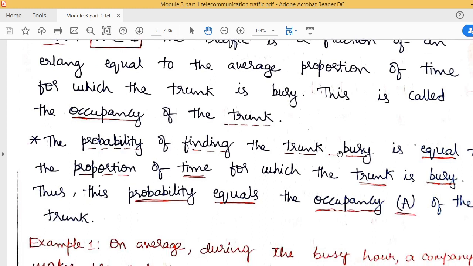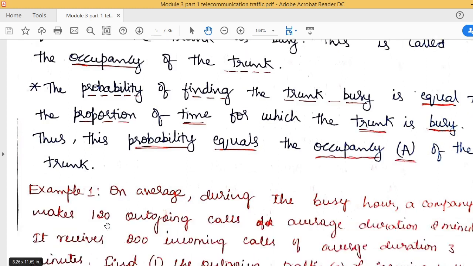The probability of finding the trunk busy is equal to the proportion of time for which the trunk is busy. Thus, this probability equals the occupancy of the trunk. So we know that if the traffic is more, then the occupancy of the trunk is also more. So we will have a clear correlation between occupancy and traffic. So sometimes we define occupancy of the trunk as L Erlang, which is exactly equal to the traffic supported by the group of trunks.